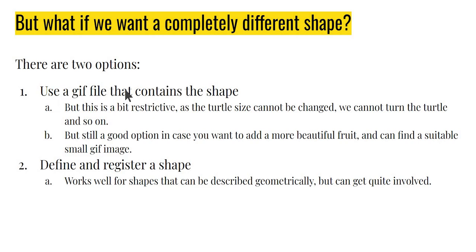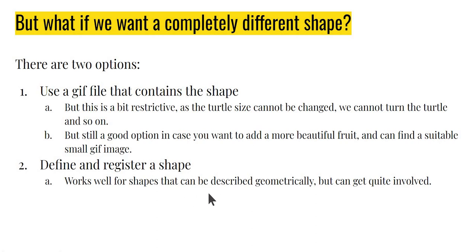One is that I can use a GIF file that contains the shape, but this is a little bit restrictive because the turtle's size cannot be changed, and strangely we cannot even turn the turtle. So it's not really a suitable option for our snake head, because it needs to turn around. But this could be a good option if you want to add, say, a more beautiful fruit and can find a suitable small GIF. The next method is to define and register a shape.